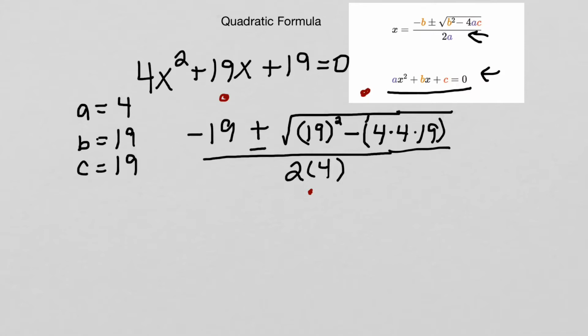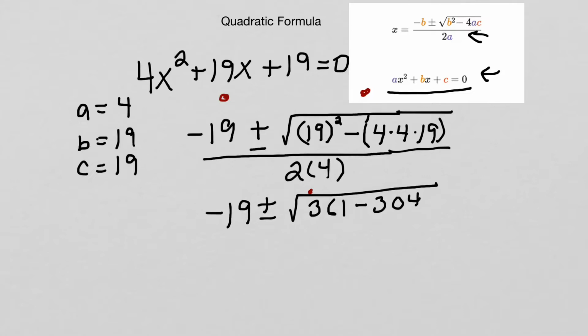All right, so I'm going to bring this down. Minus 19 plus or minus square root. All right, need to get out your calculator. 19 squared is 361. Okay, minus 4 times 19, which is 304. Definitely going to need your calculator. All this divided by 8.